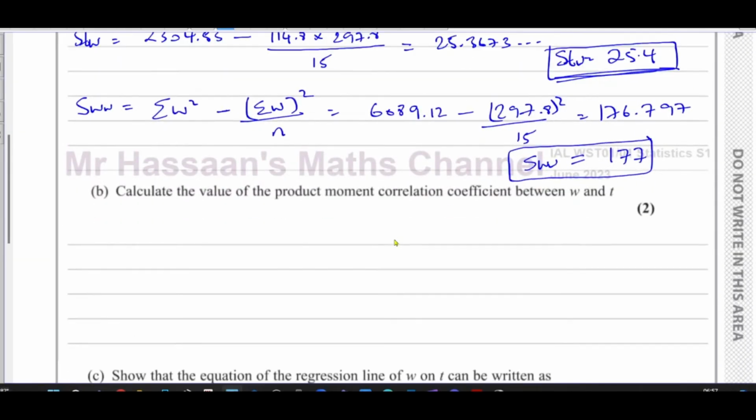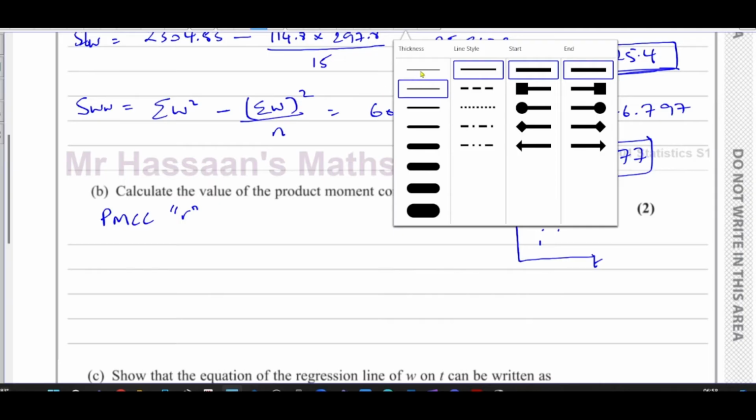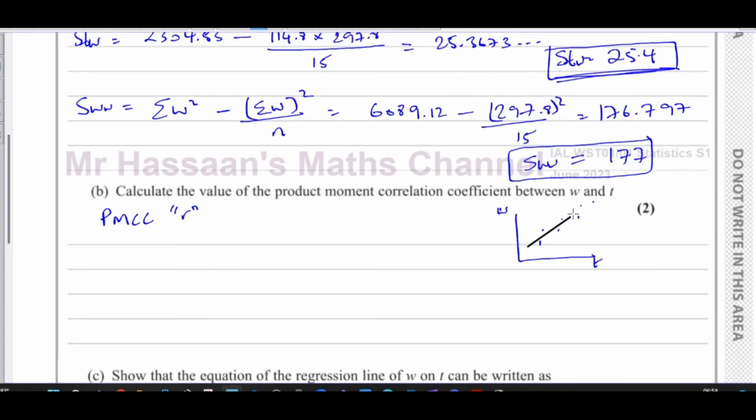It says calculate the value of the product moment correlation coefficient between W and T. The product moment correlation coefficient, PMCC, which is given the symbol R. And all this is basically is a measure of how spread out the plots are away from the line of best fit. So when you have your W and your T, and you plot the points, W against T, you end up with some sort of a scatter plot. And the line of best fit would be a line that passes with the best fit through those points. Okay, that's the line of best fit.